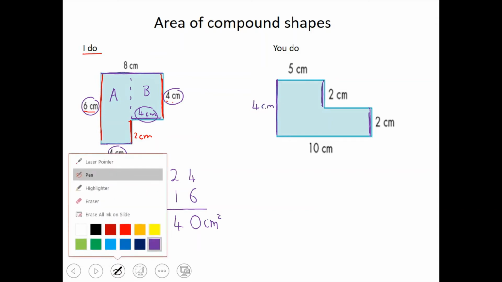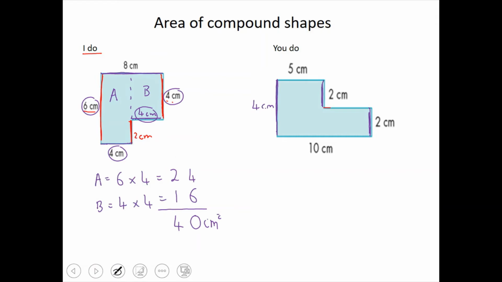What I also know is there's another missing side, which is this side up here. That's the missing side. I know the total width of this shape is 10 centimeters, and I also know the total width of the top part is 5 centimeters. So in other words, this 5 centimeters and the missing side have to make 10 centimeters. So this is going to be 5 centimeters.